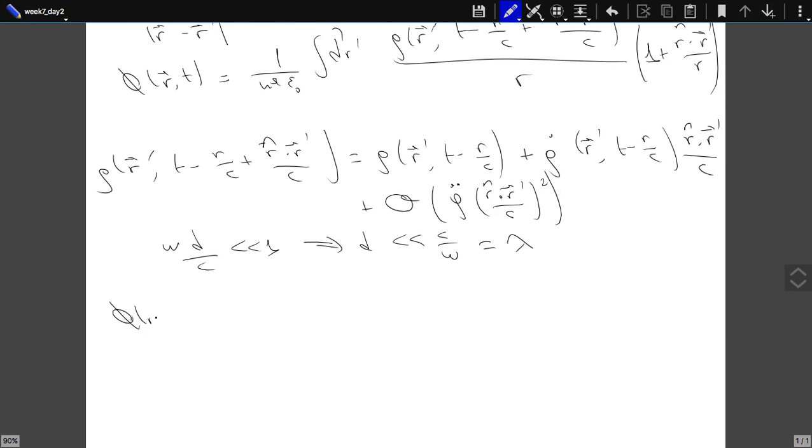Now, let's see, this phi of r and t then becomes 1 over 4 pi epsilon 0, integral d cubed r prime, rho of r prime, t minus r over c, divided by r. Well, let me write it explicitly first. From now on, I will just drop these arguments. Just keep in mind that everything in the integrand, every function is at the position r prime. They are evaluated at the time t minus r over c.